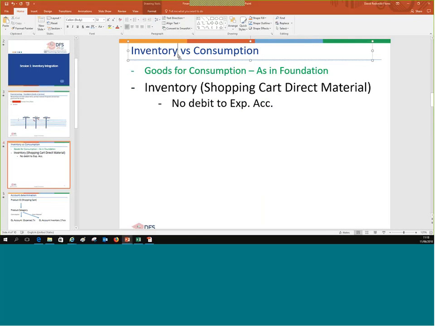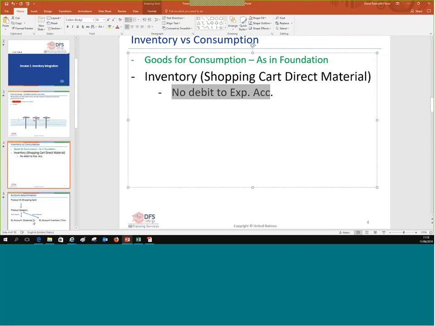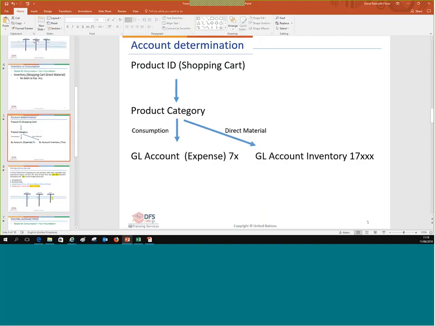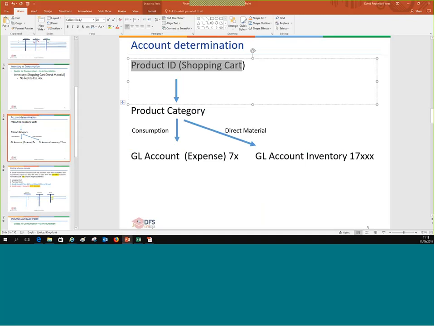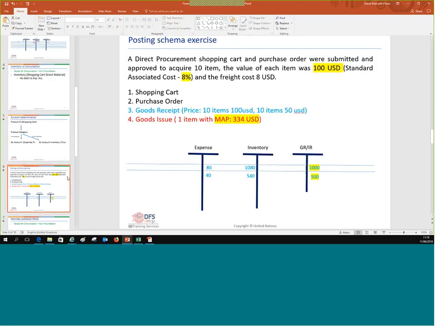So when they are raising shopping carts for inventory, at the moment of goods receipt, there is no debit to the expense account. It's debiting an inventory account. What inventory account? The system, through account determination based on product ID, will get the product category, and in case of direct material, so it's for inventory, it will be posting to the inventory account. And then when items go to inventory, they are debited to the inventory account, not with the price, but with price plus 8%, which is the standard associated cost.